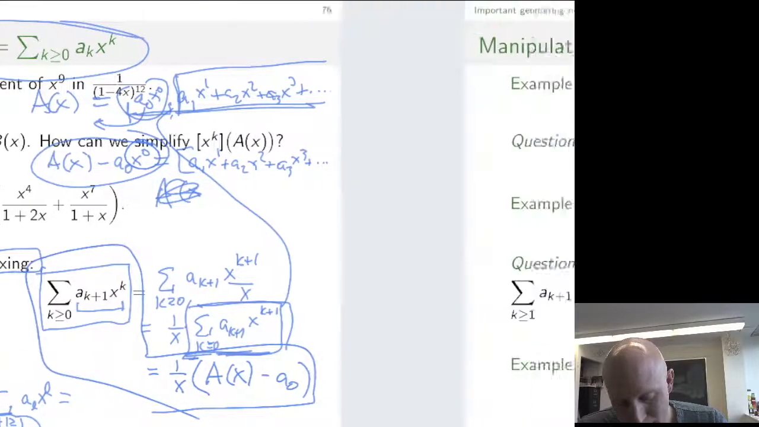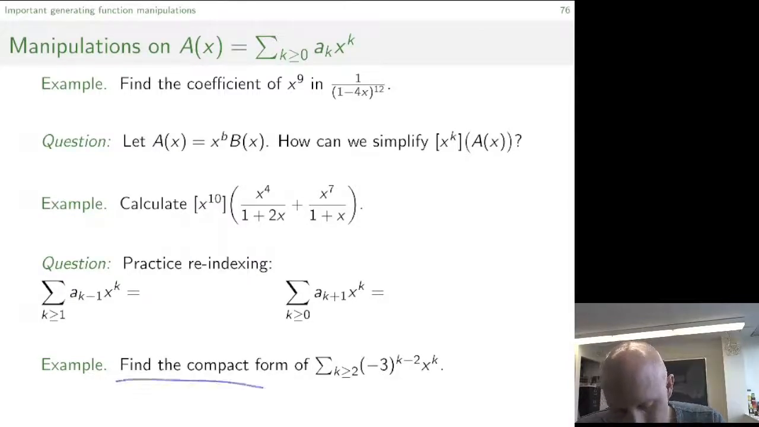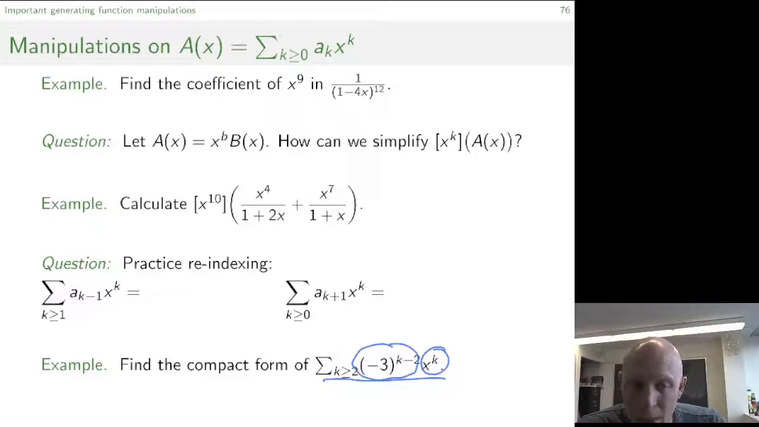All right, so now let's do an example. Find the compact form of the sum for k greater than or equal to 2 of this. We should look at this and see that x to the k and something to the k minus 2 don't match. We need to have those exponents match. We also see that this sum is k greater than or equal to 2.